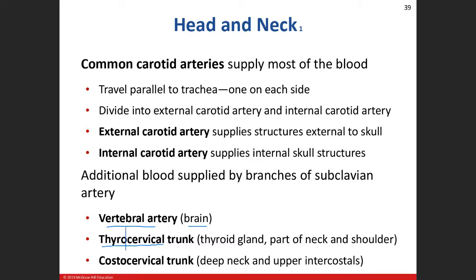Thyrocervical is going to be the thyroid gland and part of the neck and shoulder. And then costo is going to be ribs or thoracic cavity, and the neck again. So this is going to be more deep neck, but also intercostals. If you look at the names, just dissect them if you're not sure.